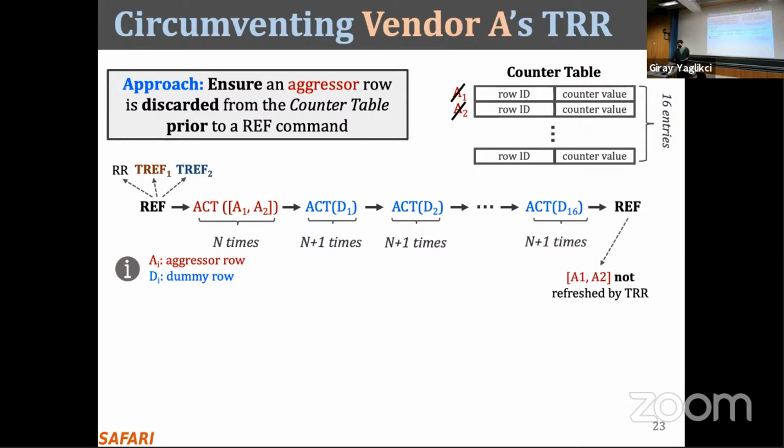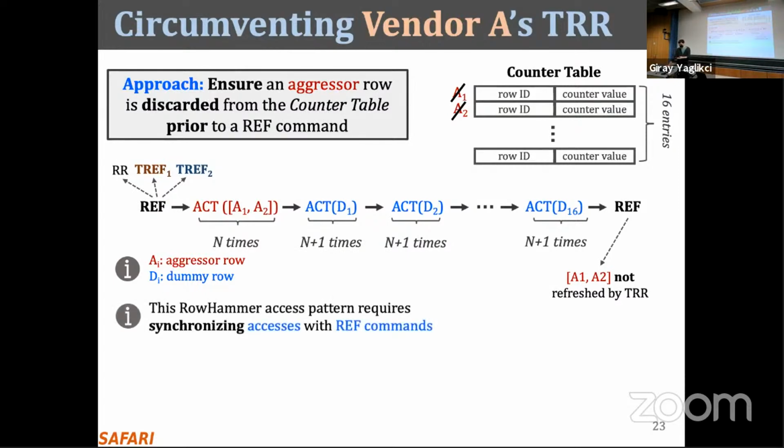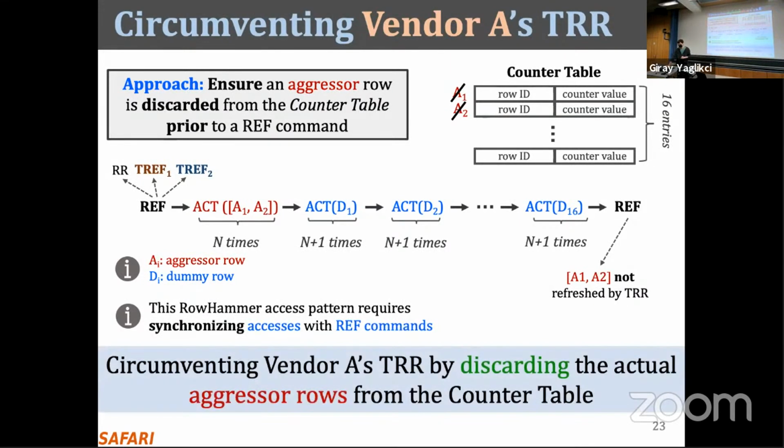By performing this access pattern, we prevent the TR mechanism from detecting the aggressor rows, since both TRF1 and TRF2 can only detect a row from the counter table, which now contains only dummy rows. To execute this RowHammer access pattern, it's important to synchronize the accesses with the refresh commands to perform aggressor and dummy row hammers at the right time. And we conclude that one can circumvent vendor A's TR mechanism by discarding the actual aggressor rows from the counter table by sufficiently hammering a set of dummy rows.